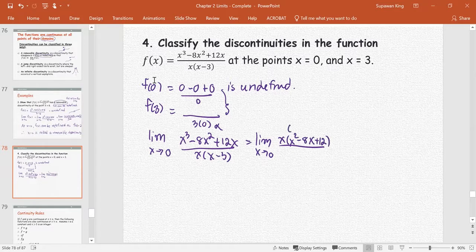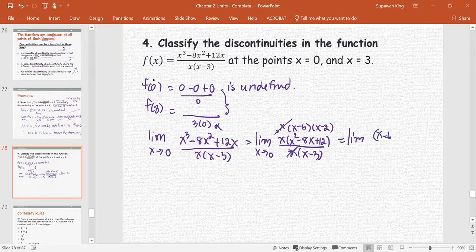And we can factor a little bit more: x^2 - 8x + 12 becomes (x - 6) times (x - 2), divided by x times (x - 3). We see x and x as a common factor. So the limit of (x - 6)(x - 2) divided by (x - 3) is the simplified form of the function. So as x approaches 0, we can plug it in without getting an undefined number or a 0 denominator.